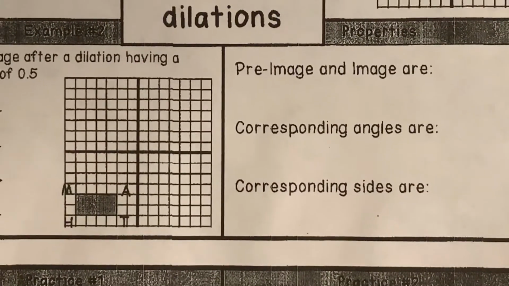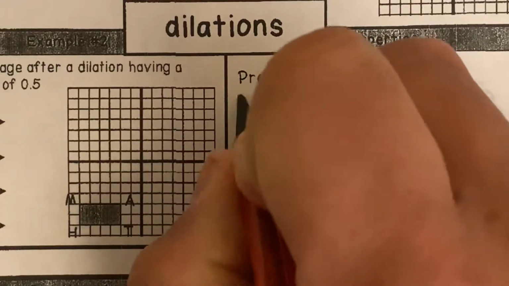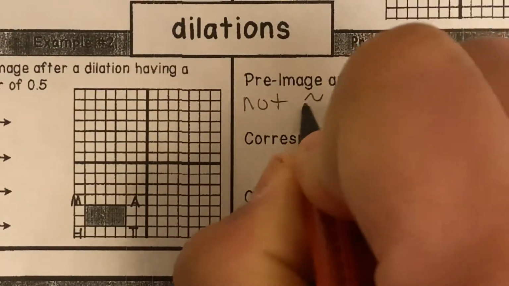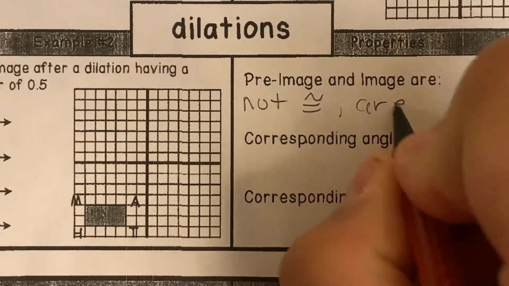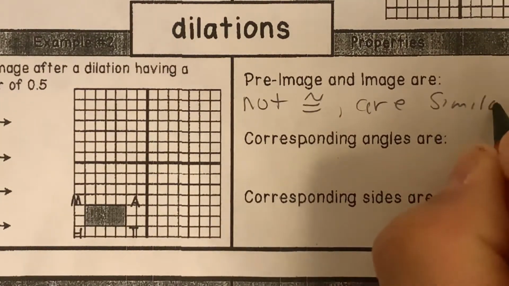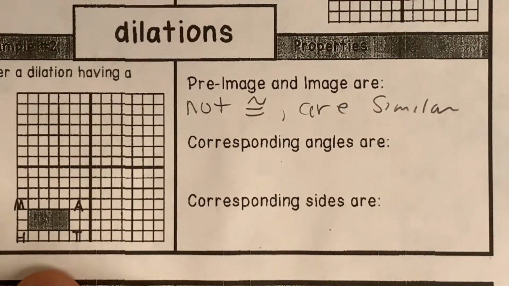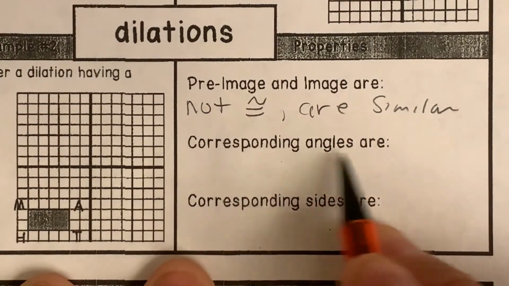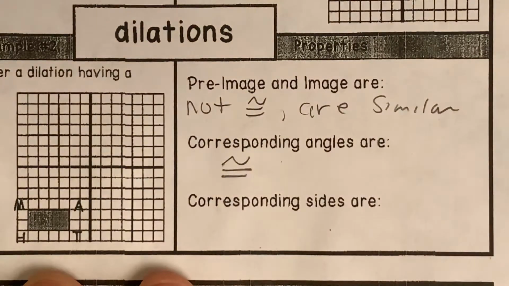How about the pre-image and the image? What can we say about them? They are definitely not congruent, but they are similar. Similar means that they are a shrunken down or enlarged version of each other. Same angles, corresponding sides are congruent. I'm sorry, not congruent, but proportional. So corresponding angles are congruent. The angles are the same. They don't change. But the sides are proportional.